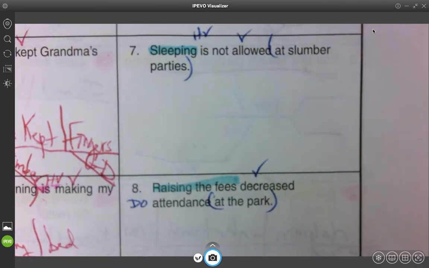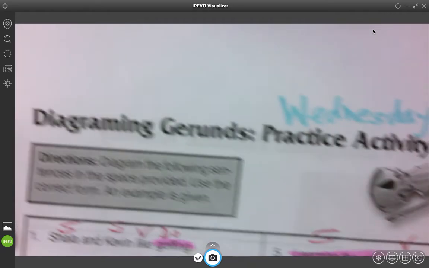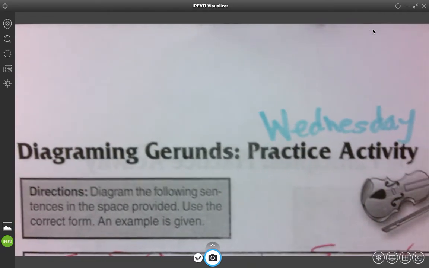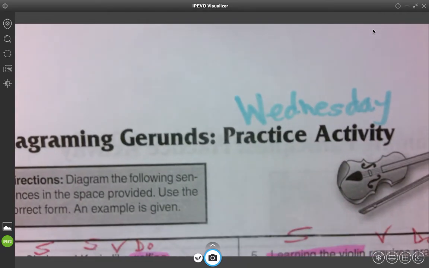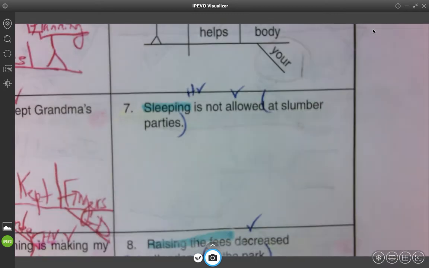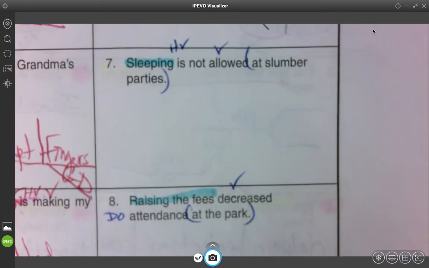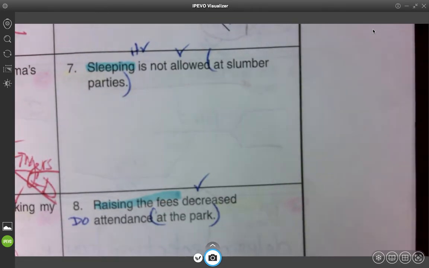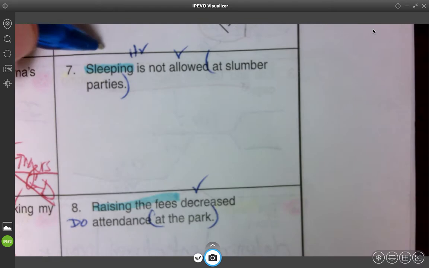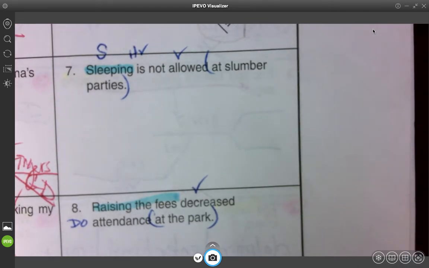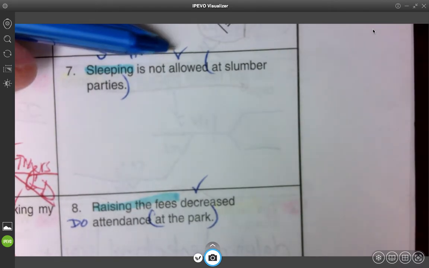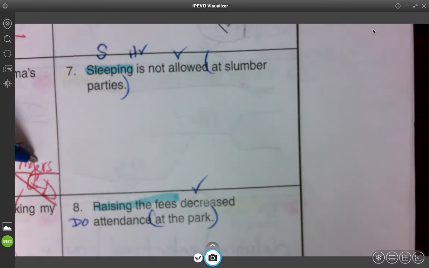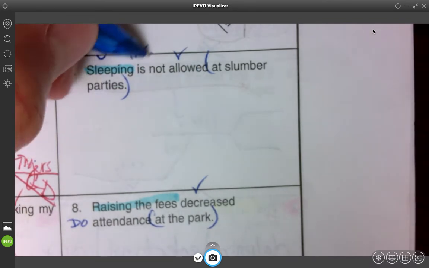Yesterday, Tuesday, we went through some items concerning gerunds, and that's where we pick it up this morning. We are on the page entitled Diagramming Gerunds, Practice Activity, down to number 7 and number 8. Again, the suggestions. Number 1. Identify what words are going to be your subject, any helping verbs, prepositional phrases, and then, of course, your modifiers.